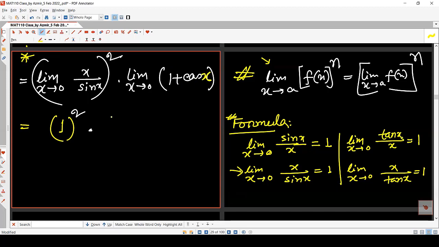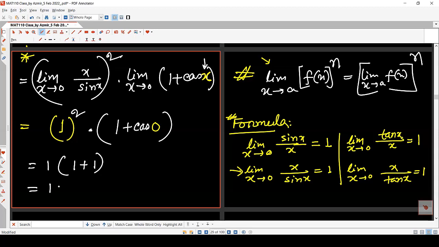Here we have x, so we can just input 0 where we have x. So we can see that 1 plus cosine x means 1 plus cosine 0. I have used a different color so that you can understand where we are plugging 0. We are plugging 0 where we have x. So 1 times 1 plus cosine 0, whose value is 1. So 1 times 2 is equal to 2. So it is a finite value, that means the limit exists.